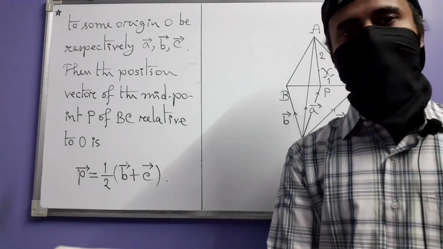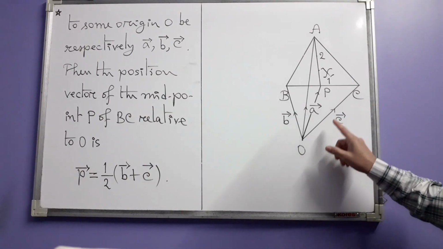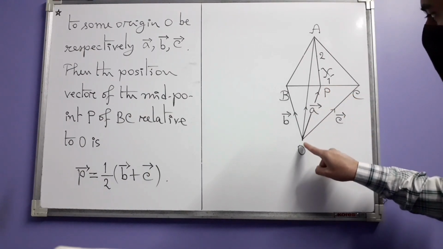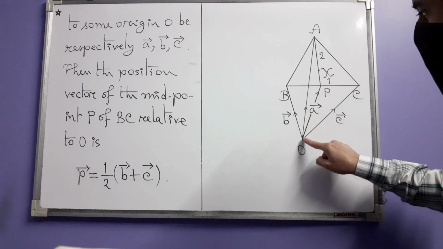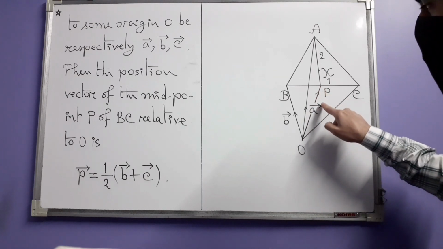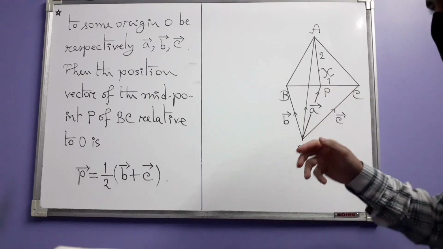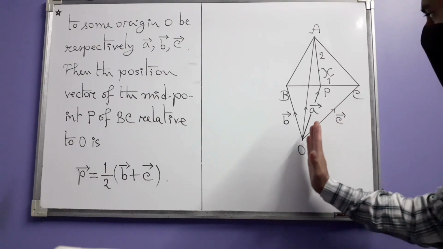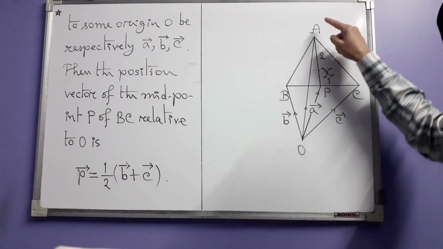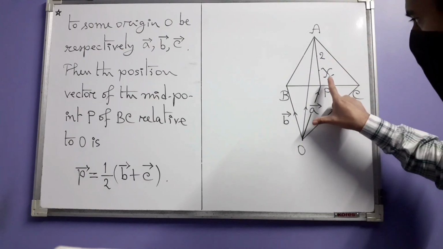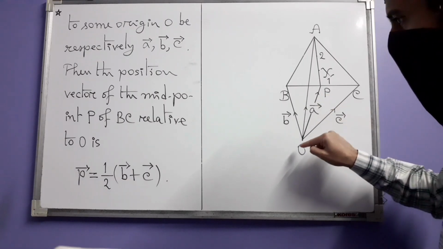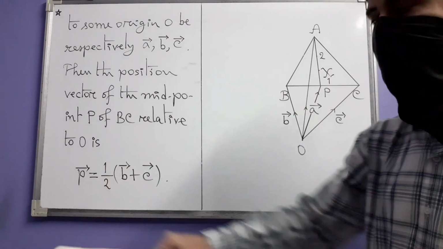So let us again concentrate on this figure. This time I am showing the position vector of P relative to O, this vector. It may seem like this A is this vector, but you already know that this A is this position vector, the position vector of A relative to O. This one is the position vector of P relative to O.